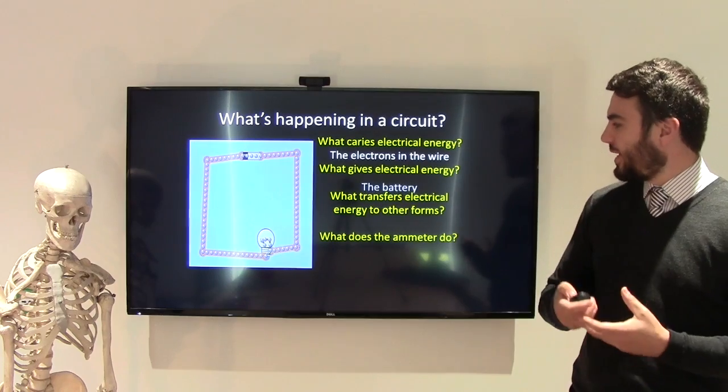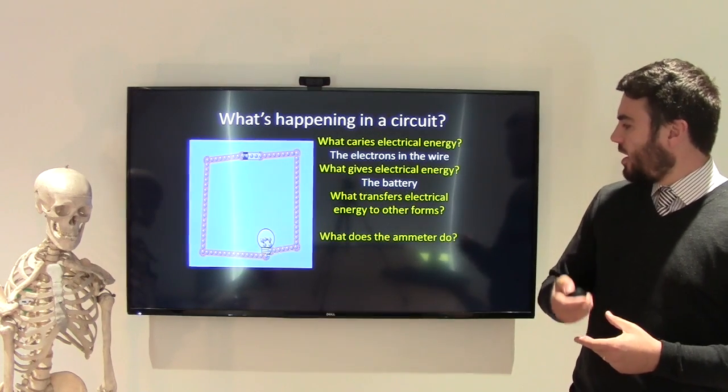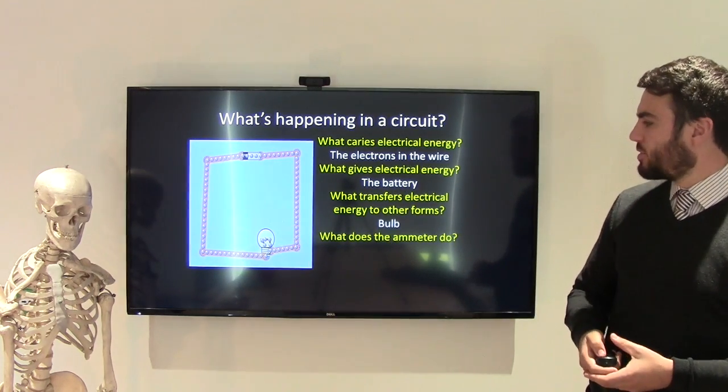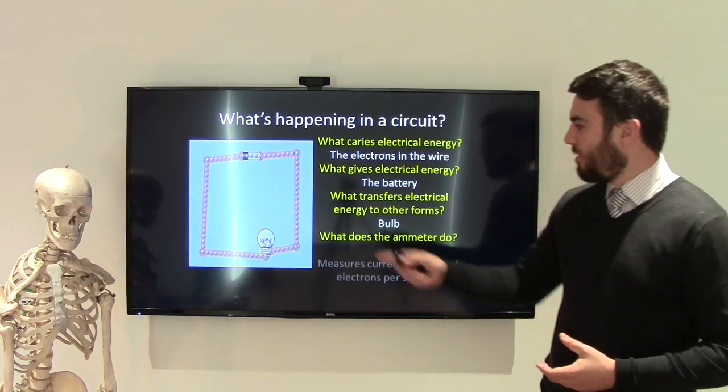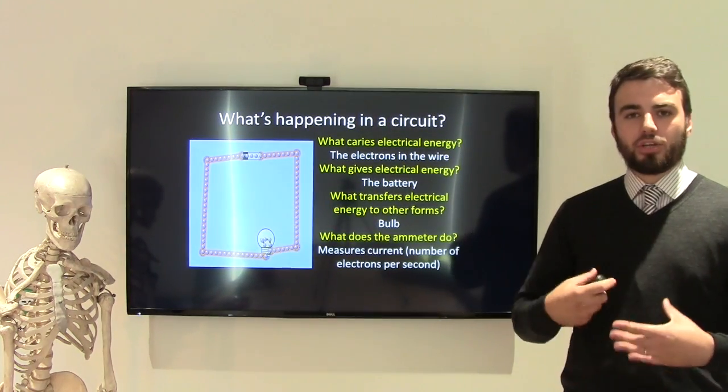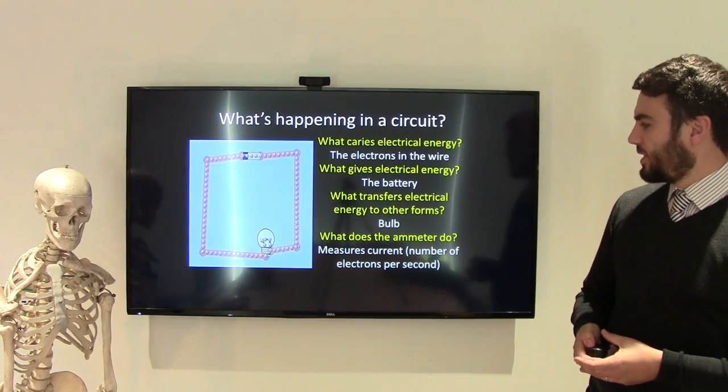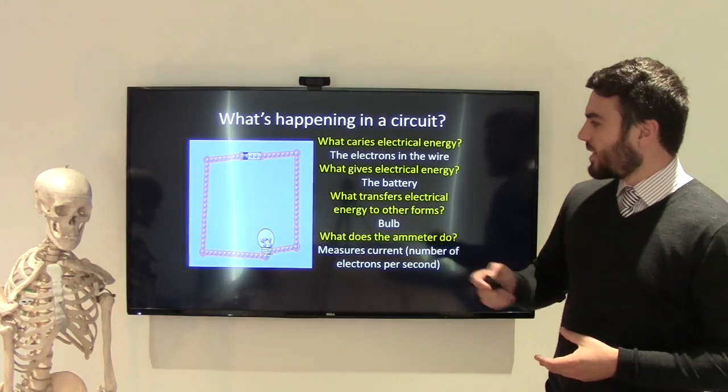What gives them energy? Well, that's the battery or the cell. And it transfers energy to other forms. Here it's the bulb, it could be a motor, a buzzer, it could be anything. And the ammeter, if I put an ammeter in series, it would measure the current, or the number of coulombs per second. That's how a circuit works.